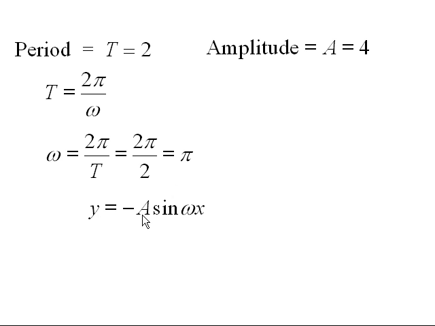The equation is going to be minus a sine omega x, since the graph starts out going down. So minus amplitude 4, minus 4 sine omega times x. We calculated omega was pi. This graph has equation y equals minus 4 sine pi times x.